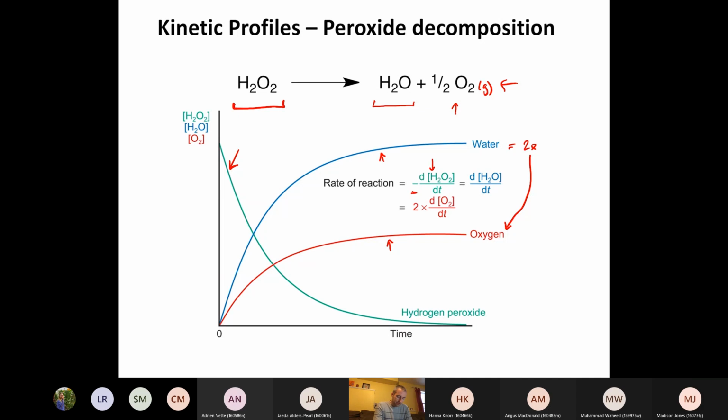Or we could look at it in terms of the production of water at any point in time. It'd be the slope of that blue line. And that's positive because that is a product that's being produced. Or you could take the oxygen one and double that. And we have to double it because of the stoichiometry of the reaction.